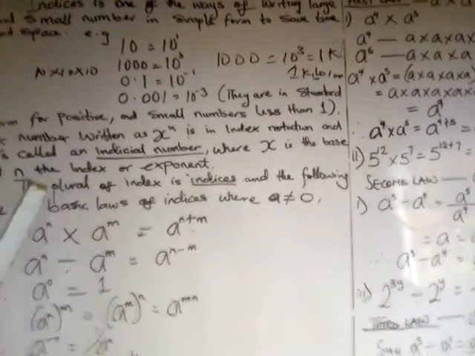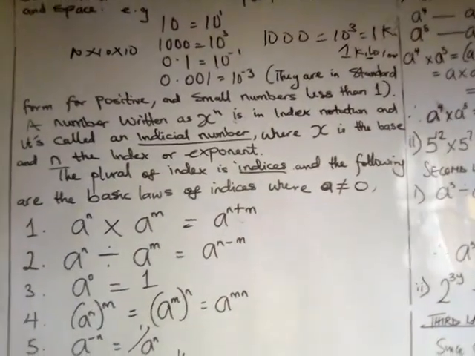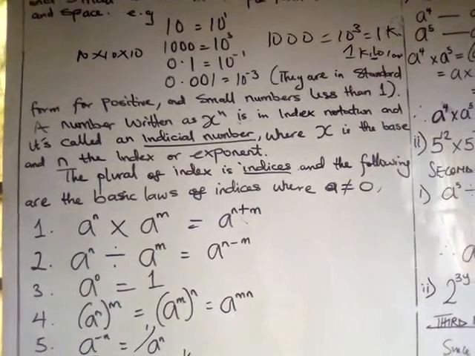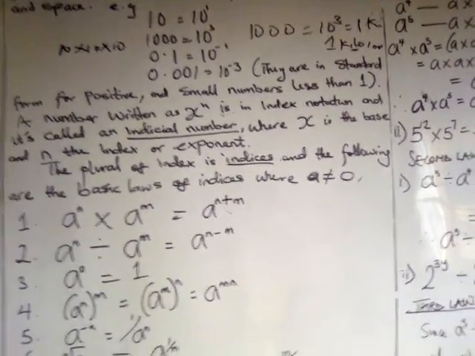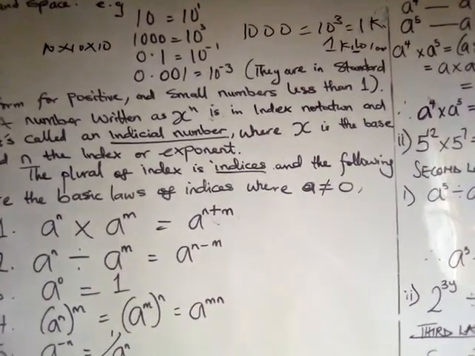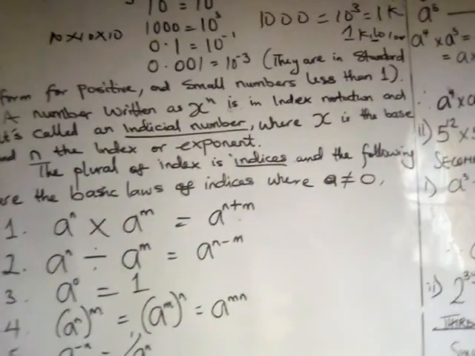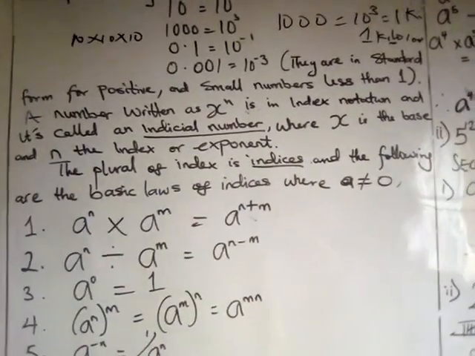And for small numbers, they are less than what? Less than 1. Numbers less than 1 are like 0.1, 0.5. They are not up to 1. And most of those numbers are what? Decimal numbers. They are less than 1. Do you get that now? They are less than 1.